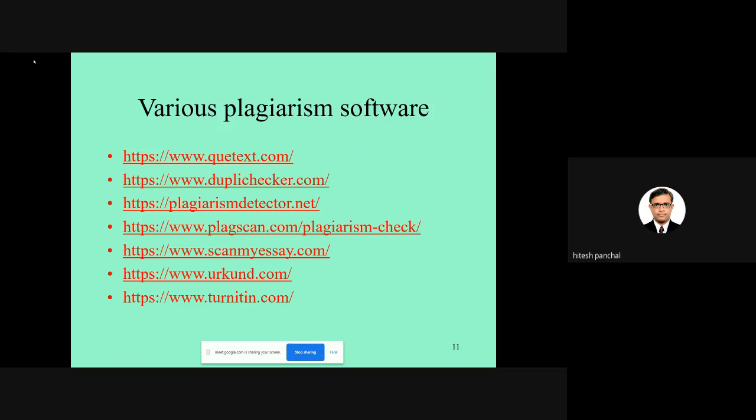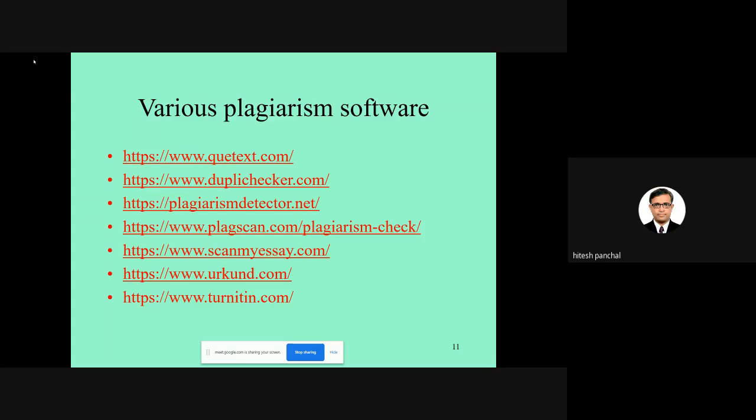Now, there are various plagiarism software. On the internet you will find many plagiarism software, but here I have shown you around 7 different ones. Among them, the first 5 are free software, like Quick Text Duplicate Checker, Plagiarism Detector, PlagScan, Scammy Essay. These are all simple. One more thing I want to tell you: if you add your text in such software, this software has its own repository. Please understand very well, this thing is very important. They have their own repository.